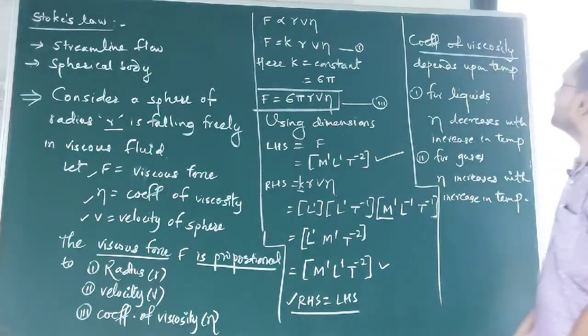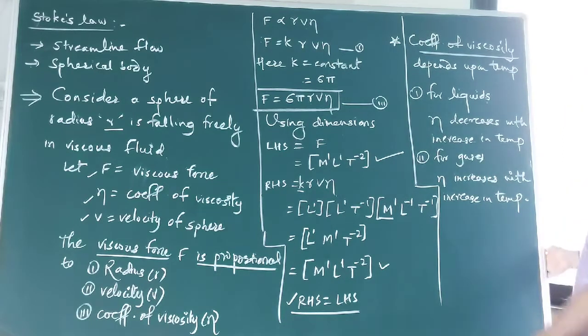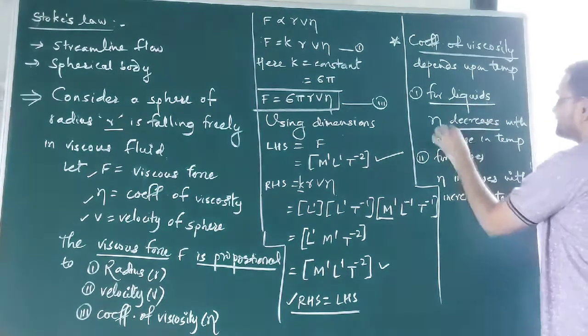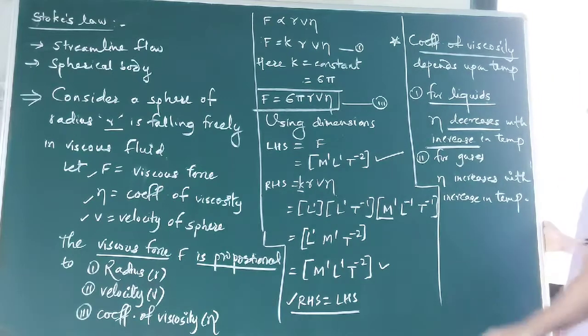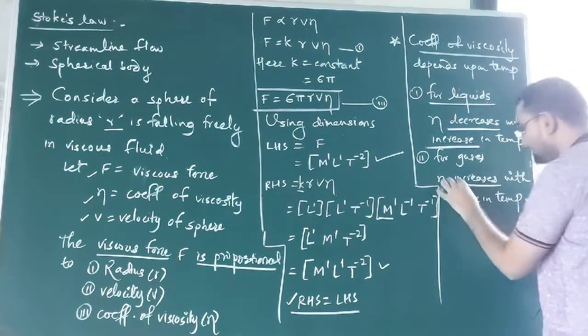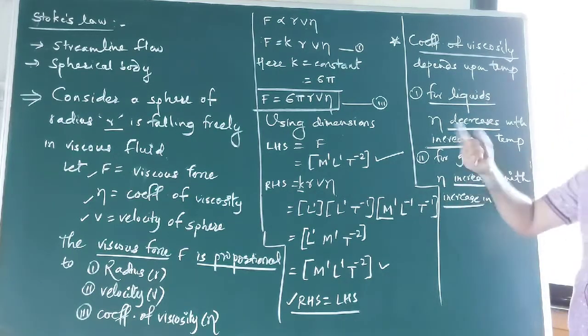Okay. Now some important facts related to coefficient of viscosity that we have defined here. The coefficient of viscosity depends upon temperature. For liquids, eta decreases with increase in temperature, whereas for gases eta increases with increase in temperature. So both the fluids do not behave the same.